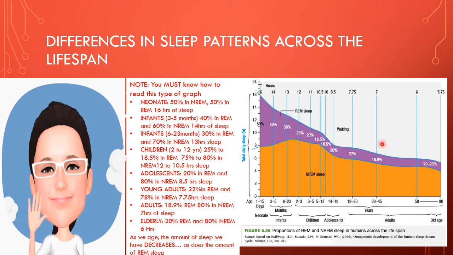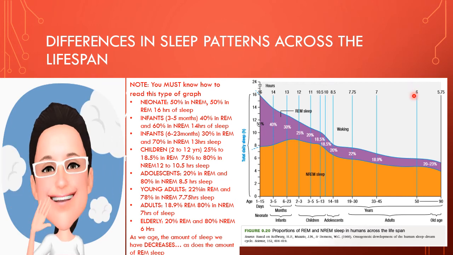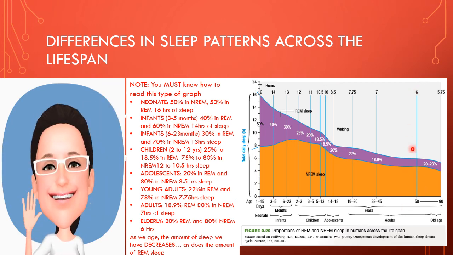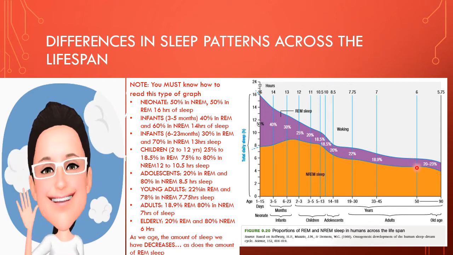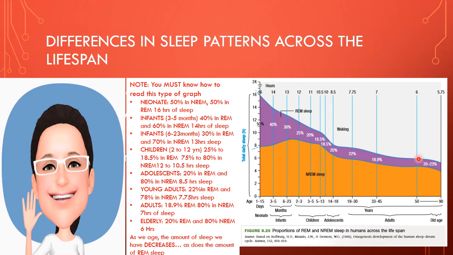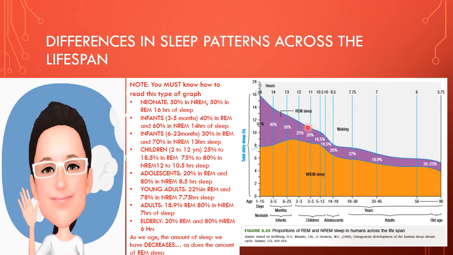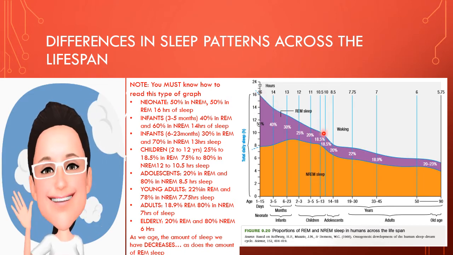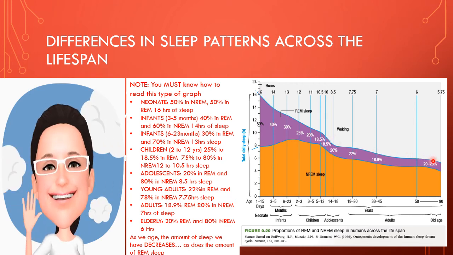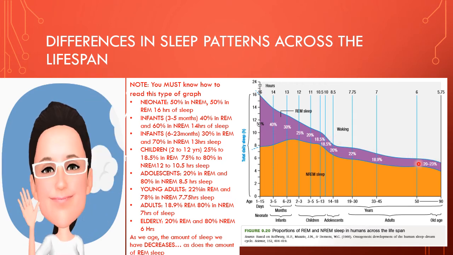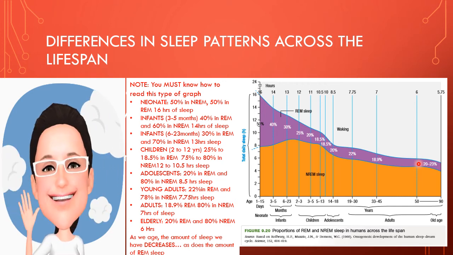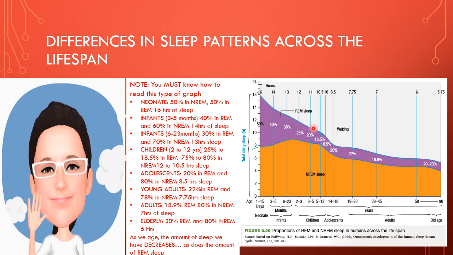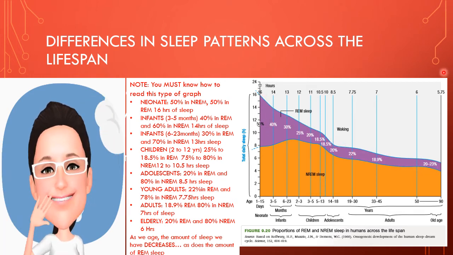sleep, so we're here. Then you'll notice around 50, you start getting 6 hours of sleep. You might get about 20% in REM and 80% in NREM, but the amount of sleep that you're getting has reduced. So this is how many hours you're getting, and then it goes down as you get older. So as we age, the amount of sleep we have decreases, as does the amount of REM sleep. So this is the amount of REM sleep, and it slowly gets smaller and smaller.